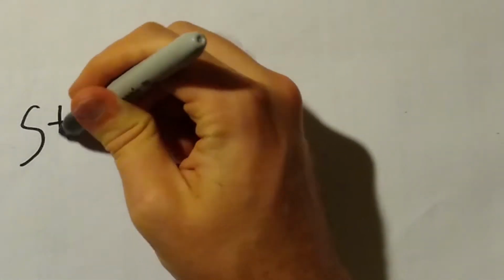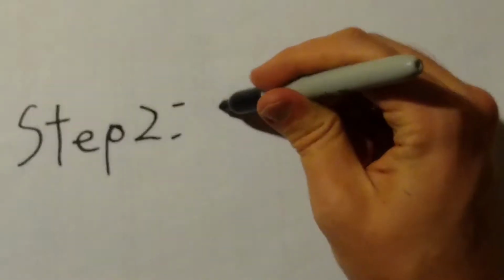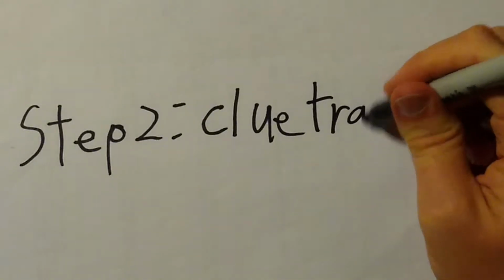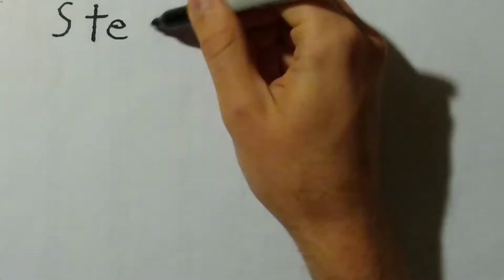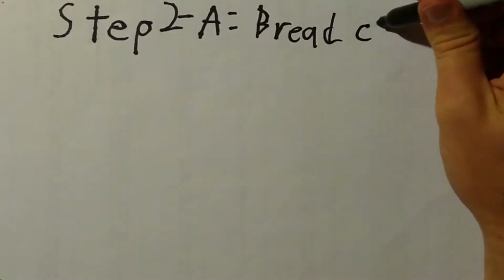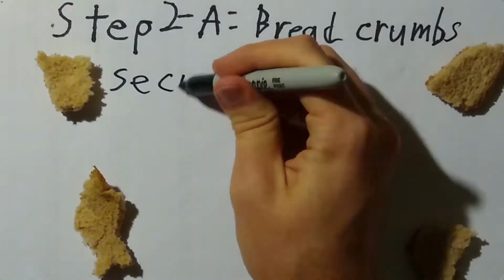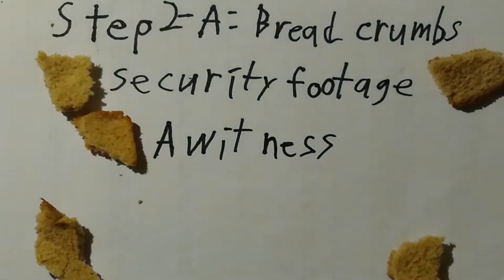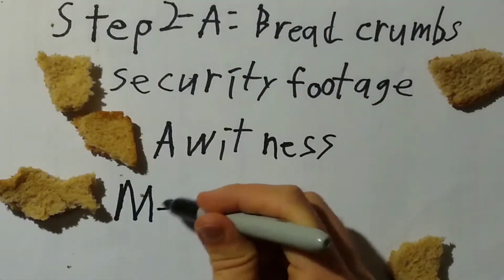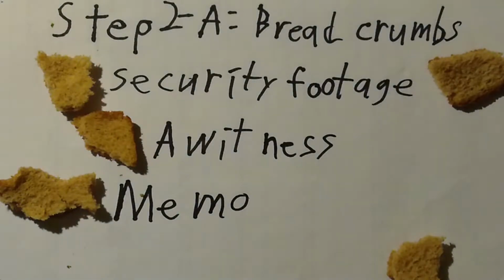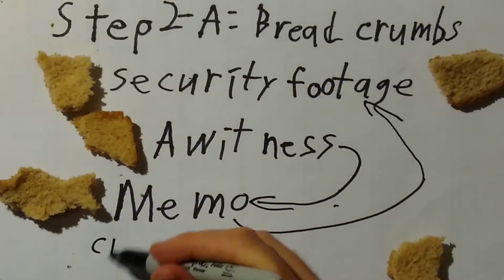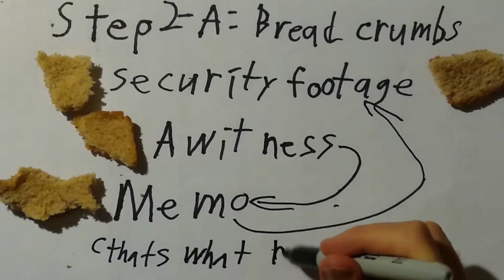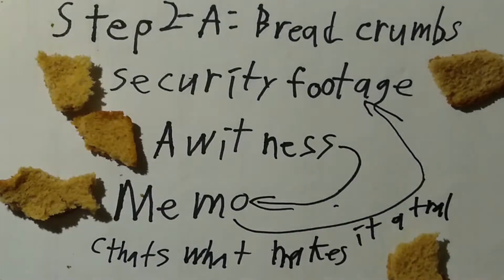The next thing you'll need to do to make a manhunt is create a clue trail. The first step to make a clue trail is to make some breadcrumbs. These could be security footage, someone the missing person spoke to, or a memo written by said missing person. Now keep in mind that these breadcrumbs should always point the players to the next one. The more obvious the next crumb is, the better.